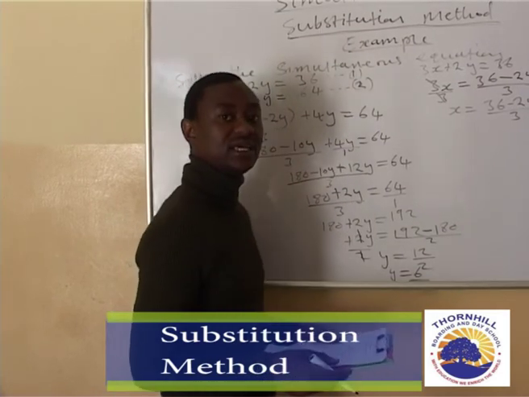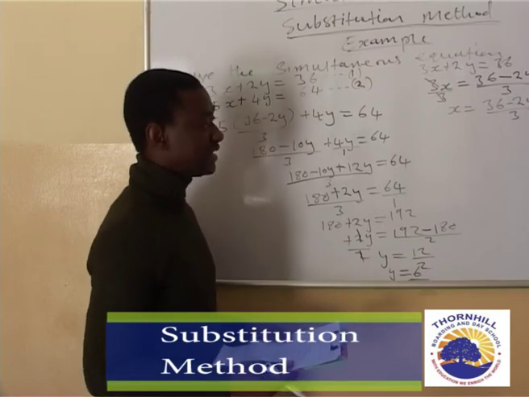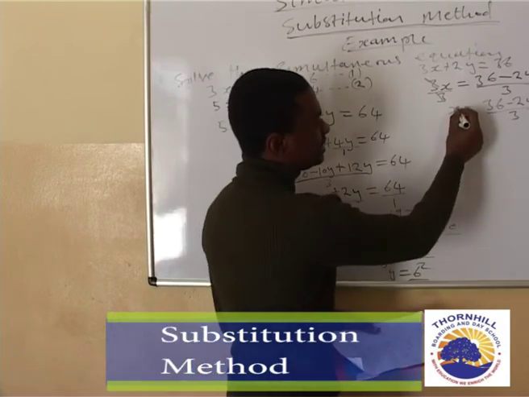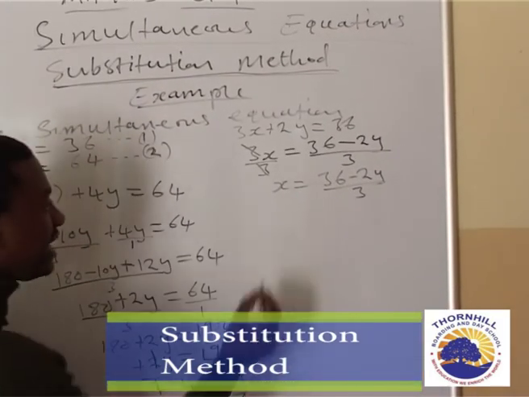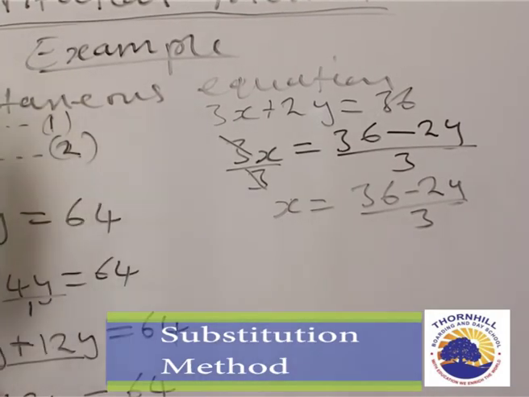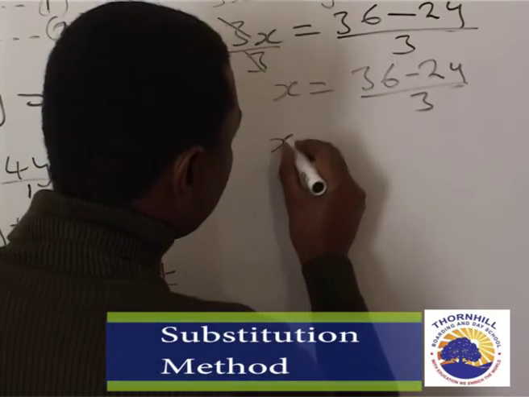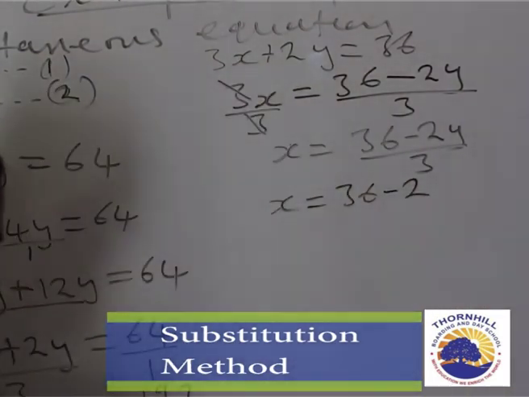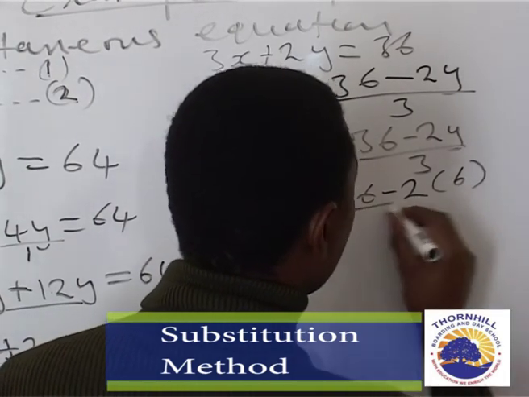So this is how we use the substitution method to solve a simultaneous equation. But we still have some work to do, in the sense that we need to find x. We have just found the value of y, but we need to find the value of x now. How do we find the value of x? It is simple. We're going to substitute. Where there is y, we're going to put 6. Therefore, it will become x is equal to 36 minus 2 open bracket 6, like that, over 3.